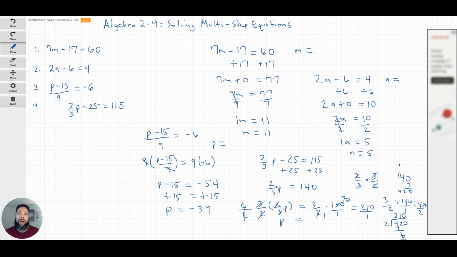So that was a little complicated, but I hope that helps. And hopefully these will help you as far as building blocks to solving equations. In the prior videos, I helped you solve equations by one step. Now we're adding steps. So these are multi-step equations. So I hope this helps.